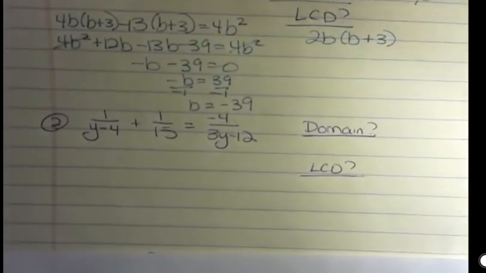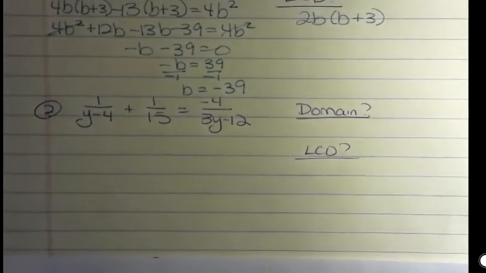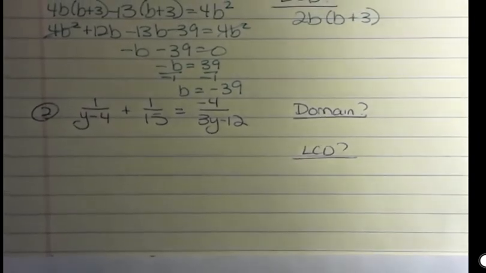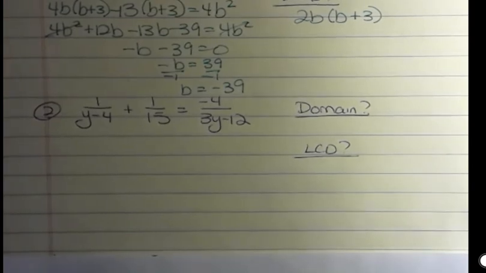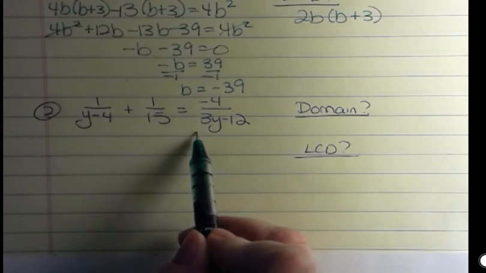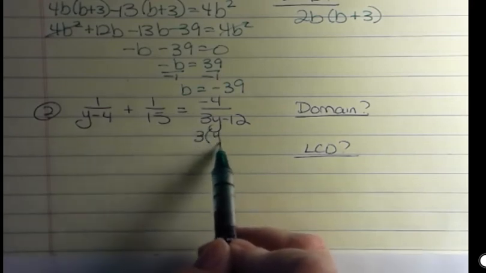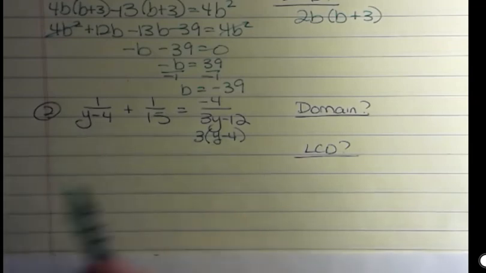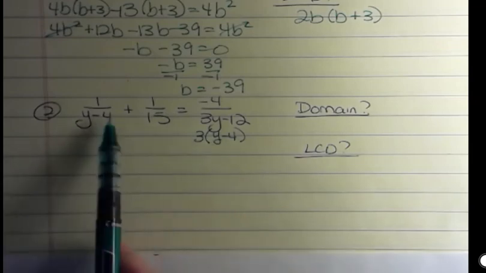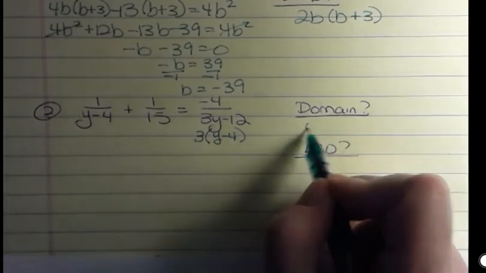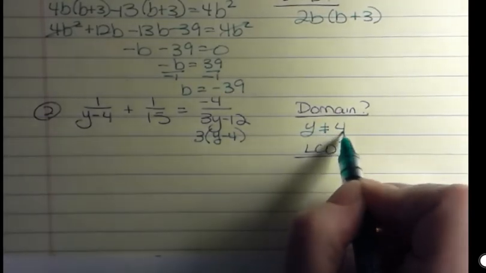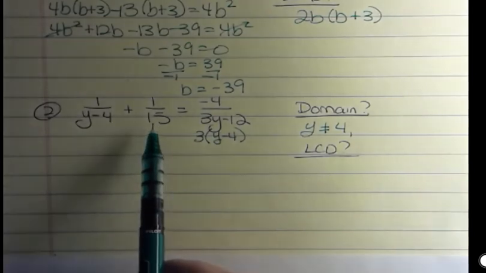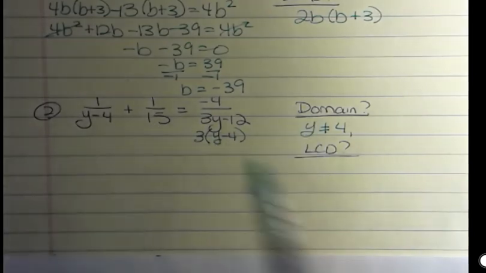What is the domain and what is the LCD? Well, the domain is the numbers that would cause your denominators to be 0. And sometimes you can't see the domain until you factor. This right here could be factored. I could take out the 3 and I'd get y minus 4. And then I can see, oh, that's the same over there. I can't let y be 4 because 4 minus 4 would be 0. So I say y cannot equal 4. 15 doesn't change anything, there's no variable, and then y can't be 4. So the only thing I can't let it be here is 4.